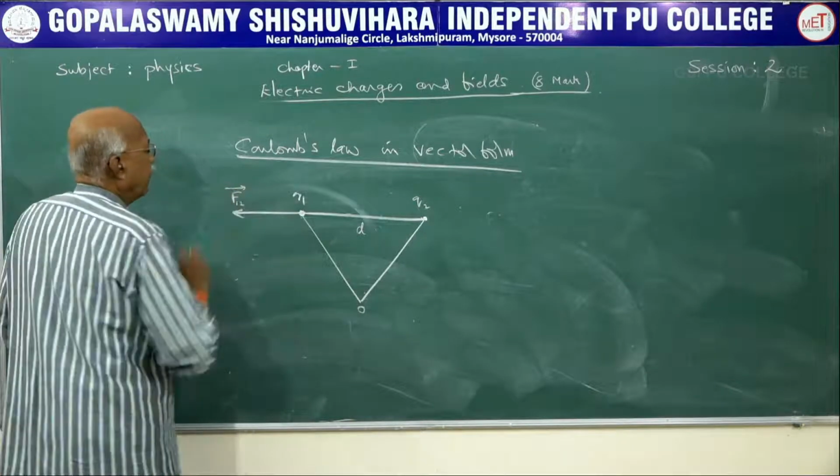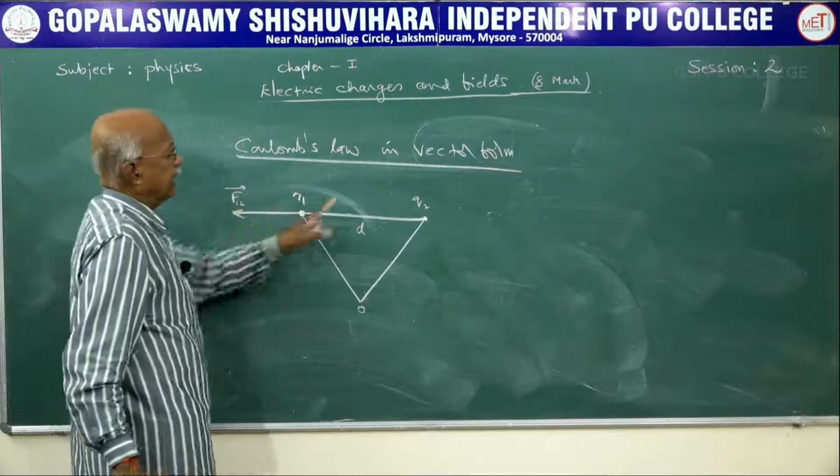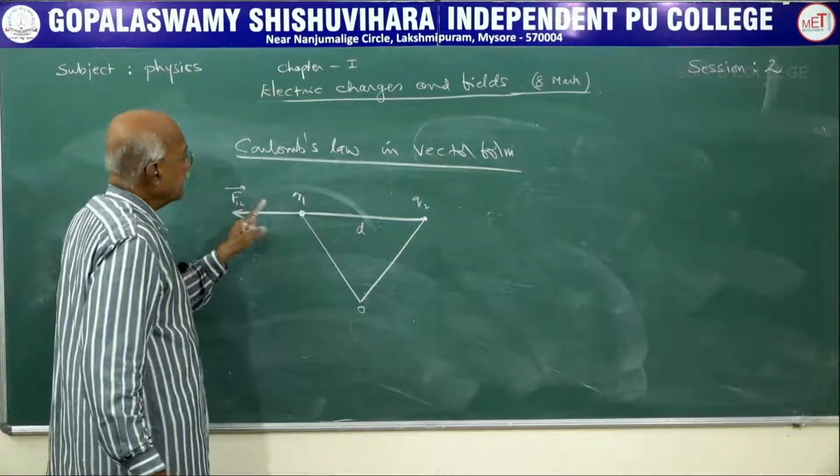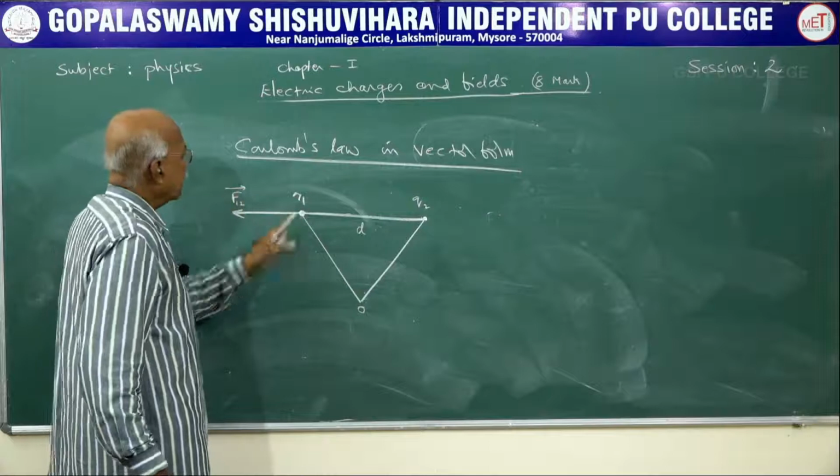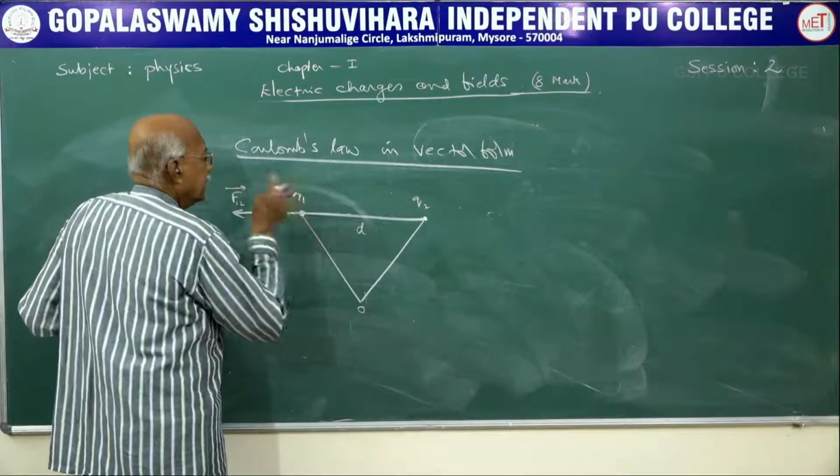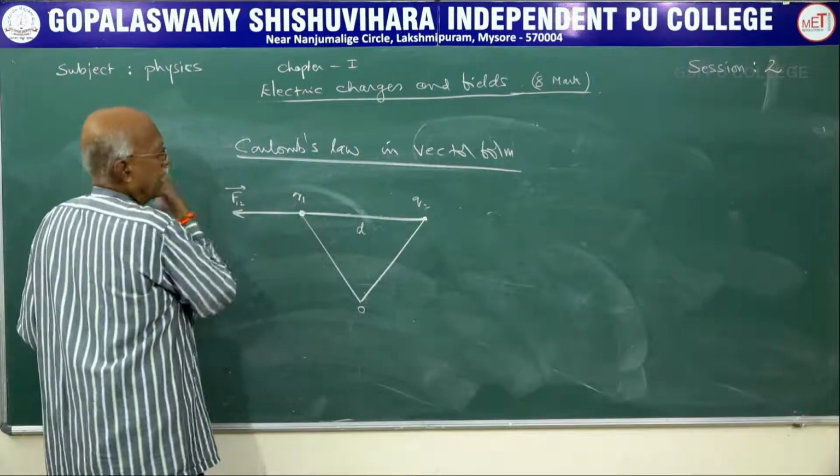When you write F12, it represents that the charge Q2 is exerting a force on Q1, and since they are the same kind, Q2 pushes Q1 and it moves along this direction.